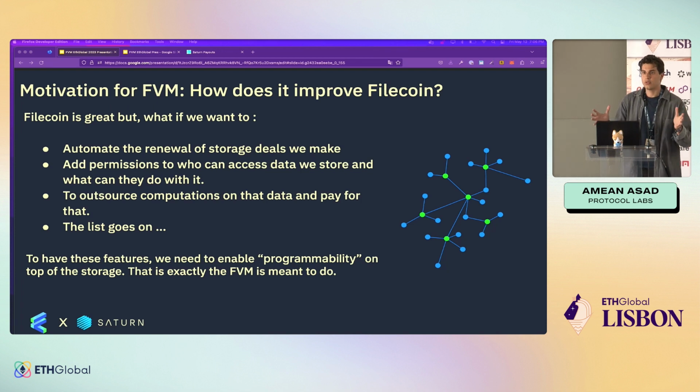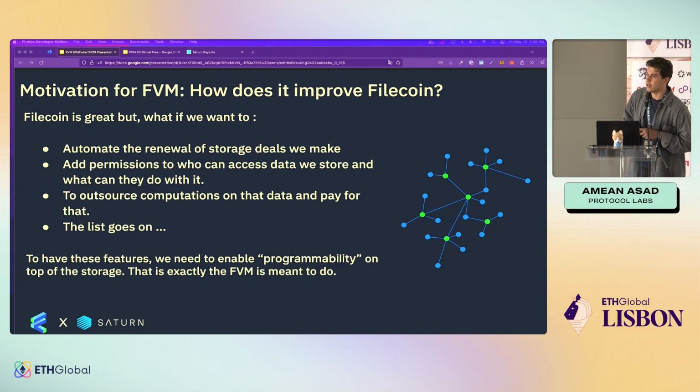So I want to motivate how we naturally come across something like the FVM. Why do we need it? How does it help Filecoin? Filecoin is great. We can store things, we can retrieve them, we can make sure that this storage is reliable. But let's think of some use cases.